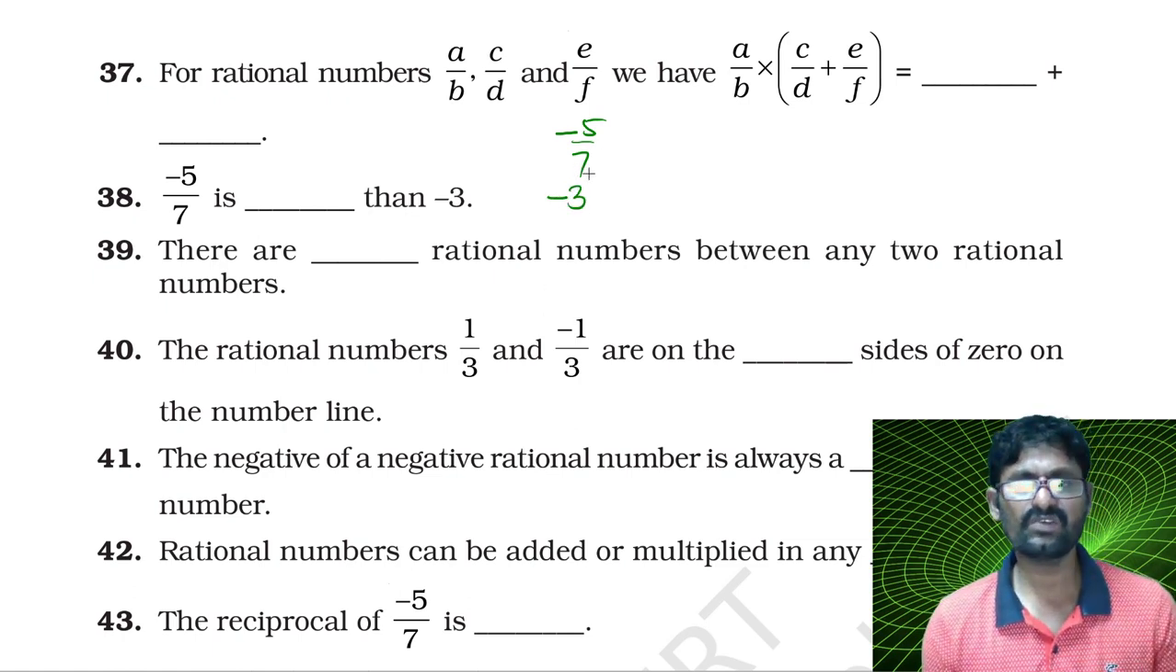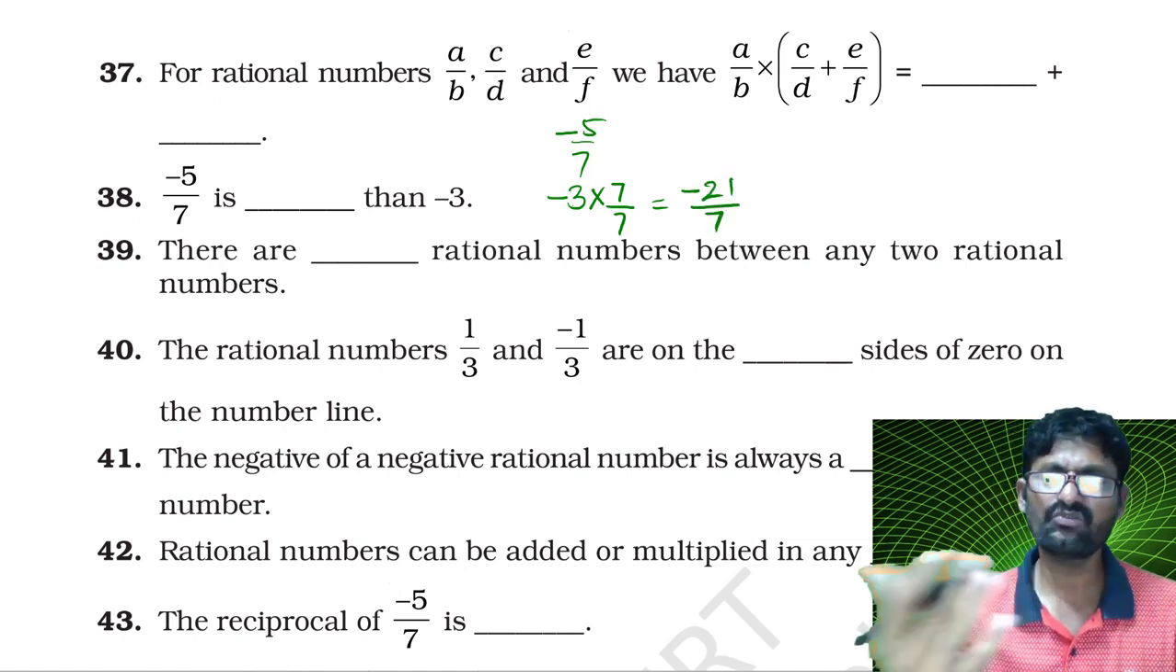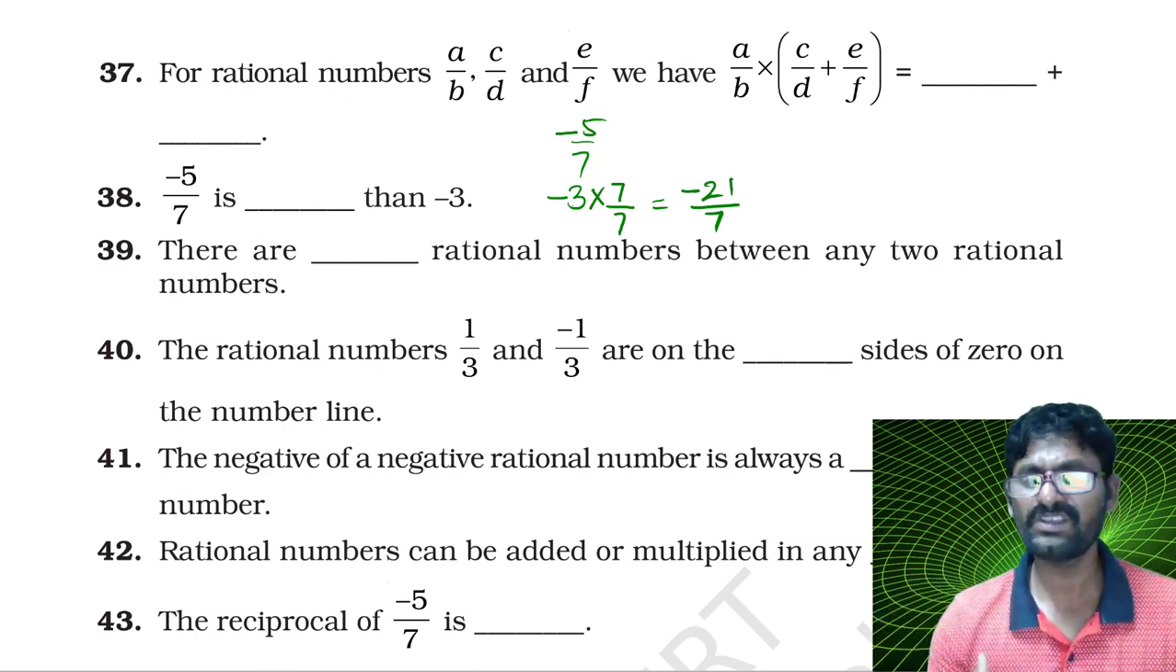In the first fraction we have 7 as the denominator. In the second fraction we don't have anything in the denominator. Of course you can write 1 as the denominator. We need to make the denominator as 7. For that what we do? Just simply multiply this number by 7 and divide by 7. So this will be equal to -3 times 7 is -21 divided by 7. Now we need to compare this -5 by 7 and -21 by 7.